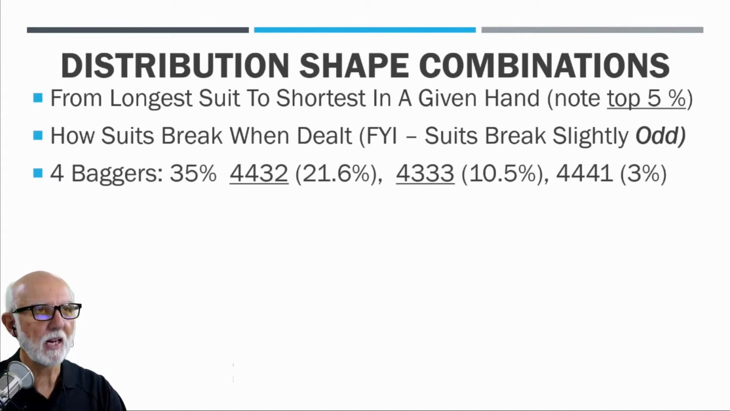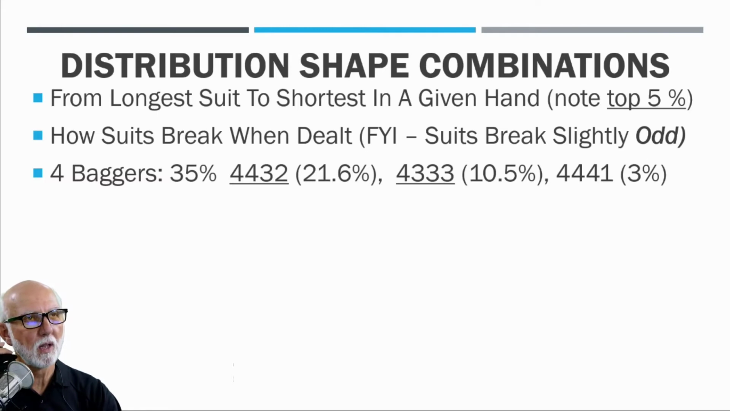So let's first of all take a look at the suits that have just 4 in length. We don't have a 5-card suit or the suit breaking around the table. Nobody has 5 of them. So that's 35% of the time, about 1/3 of the time. And the most common for the 4 baggers is a 4-4-3-2. Yeah, it kind of breaks somewhat evenly, but just a little bit off. So that's 21% of the time.